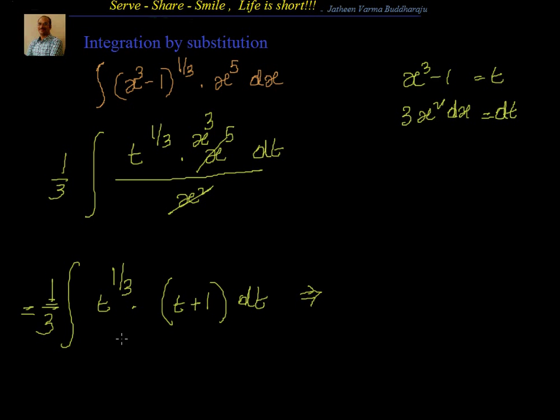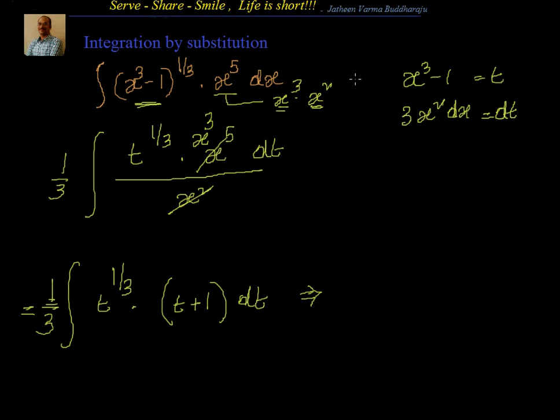Now you can see how we have converted that into a known way of finding the integral. We don't know what to do with (x cube minus 1) whole to the power of 1 by 3, so we always have to focus on that. Another way you can see: if I differentiate, I will get 3x square, and I can write x to the power of 5 as x cube into x square. That means the derivative is already available.